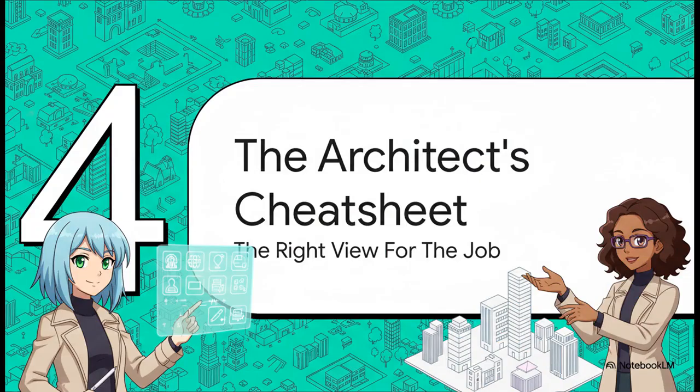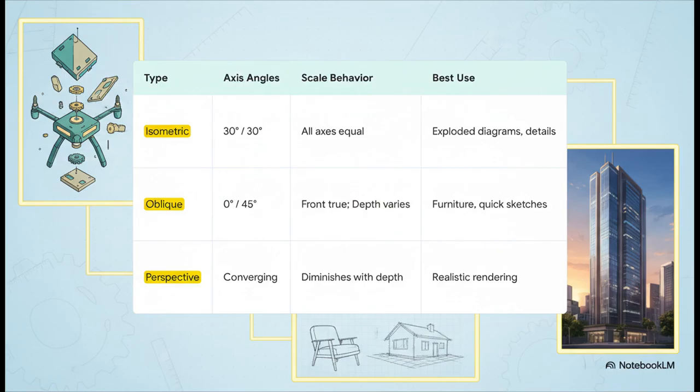So, with all these different drawing types, how does an architect know which one to pick? It's not random at all. They have a kind of mental cheat sheet that helps them choose the perfect view for whatever job they're doing. And here's basically what that cheat sheet looks like. Just look at the best use column.